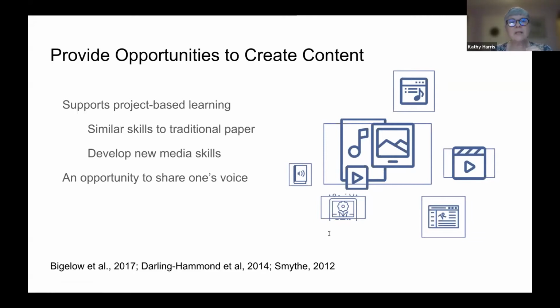Our students need to be able to create content. It is an opportunity to share their voice, to have a voice in their world. But also it supports project-based learning.